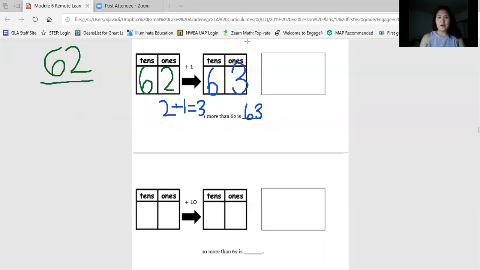So we started with 10, 20, 30, 40, 50, 60, 2. Can't forget those 2. We added 1 more. And then we had a total of 60, 61, 62, 63.